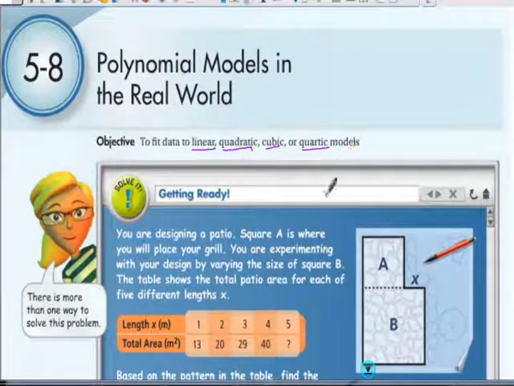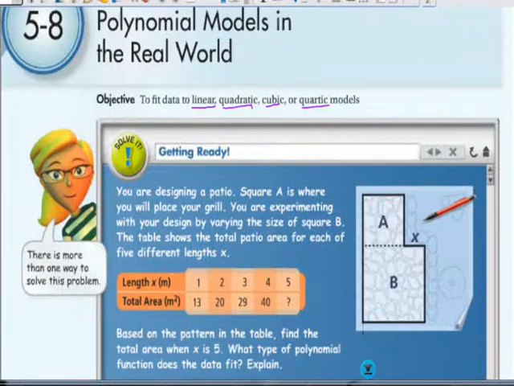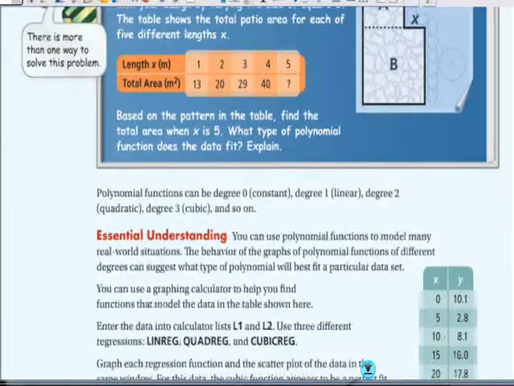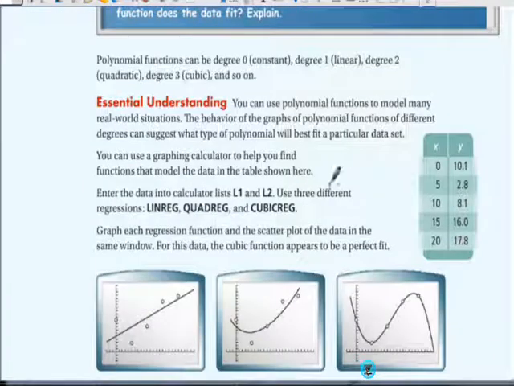So this is a lot of calculator and then some understanding of what we're doing, but we really need you to understand your calculator and to have your calculator. So polynomial functions can be degree 0, they can be linear, quadratic, cubic, and so on. We've talked about that.